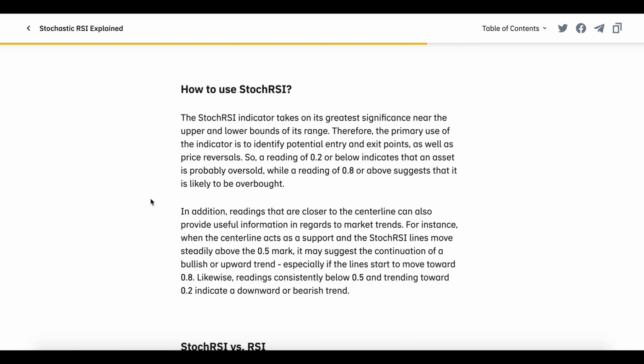In addition, readings that are closer to the center line can also provide useful information in regards to market trends. For instance, when the center line acts as a support and the stochastic RSI lines move steadily above the 0.5 mark, it may suggest the continuation of a bullish or upward trend, especially if the lines start to move towards 0.8. Likewise, readings consistently below 0.5 and trending toward 0.2 indicate a downward or bearish trend.